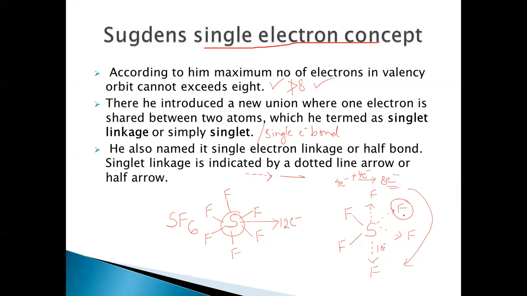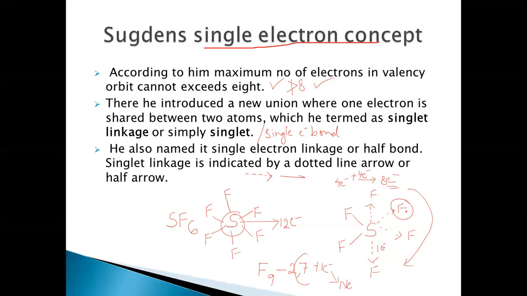Now, what type of atoms form these singlet linkages? If you observe here, here is a fluorine. The electronic configuration of fluorine, atomic number 9, is 2, 7. So it is short of only 1 electron to attain the noble gas configuration, that of neon, right? Such atoms which are short of only 1 electron to attain the noble gas or octet configuration will participate in these singlet linkages or single electron bonds.